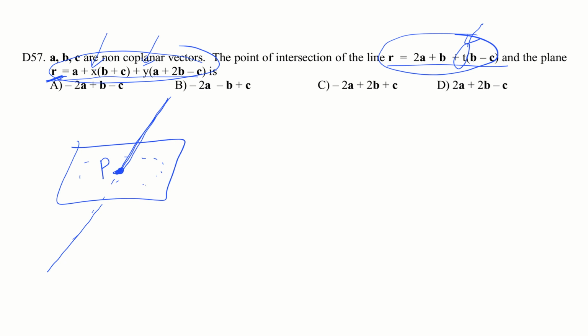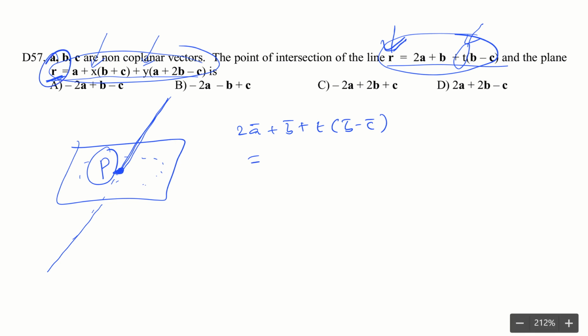You see, for some value of t, this r bar is going to represent this p. Let that t be t itself. So it is 2a bar plus b bar plus t times (b bar minus c bar) is nothing but the point p. And at the same time, for some suitable values of x and y, this r bar represents the same point p, and let those values be x and y. So I have this is equal to a bar plus x times (b bar plus c bar) plus y times (a bar plus 2b bar minus c bar).